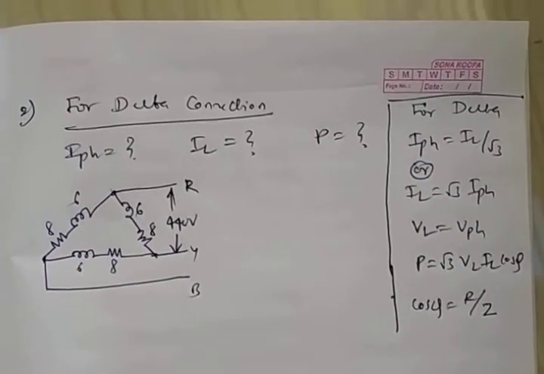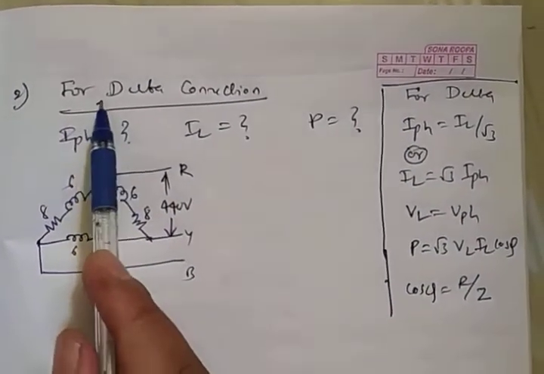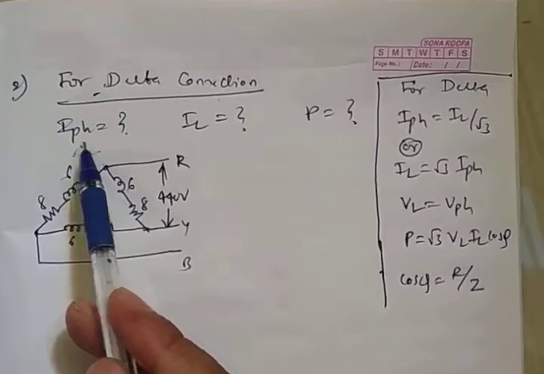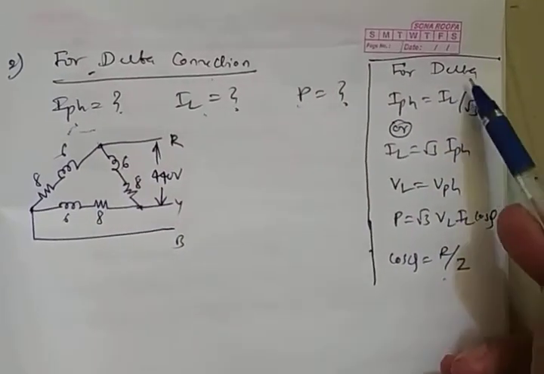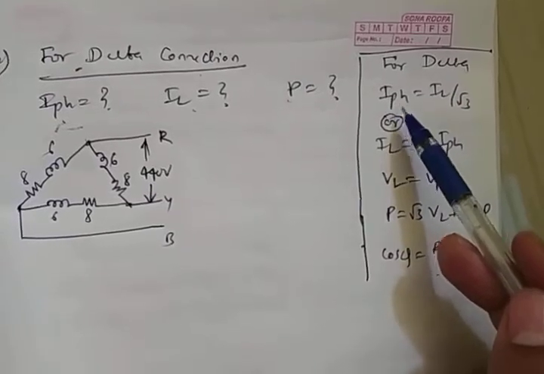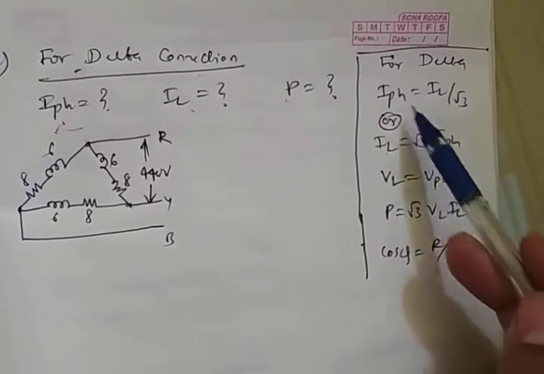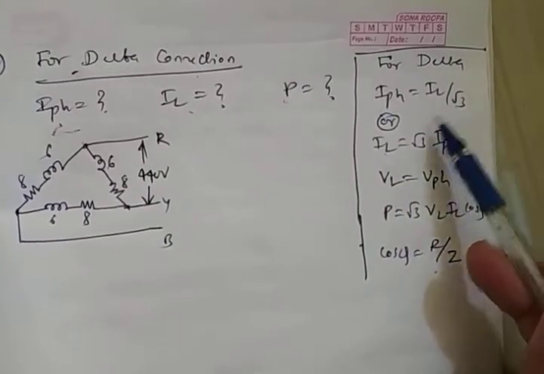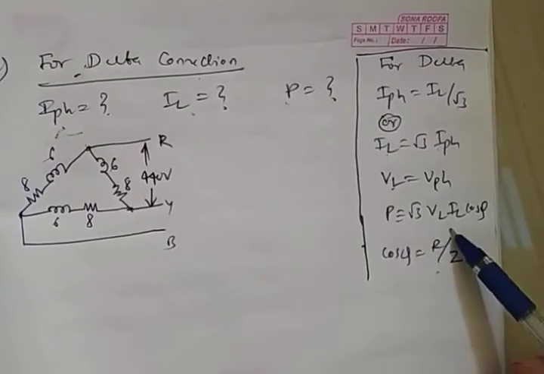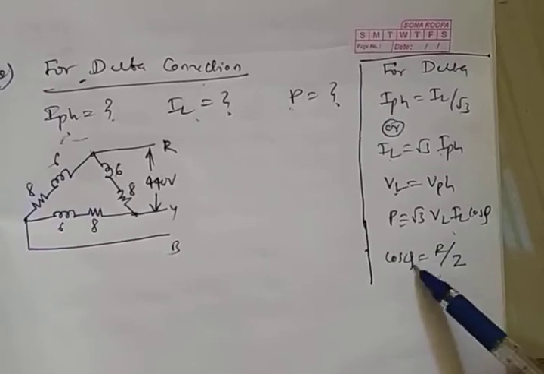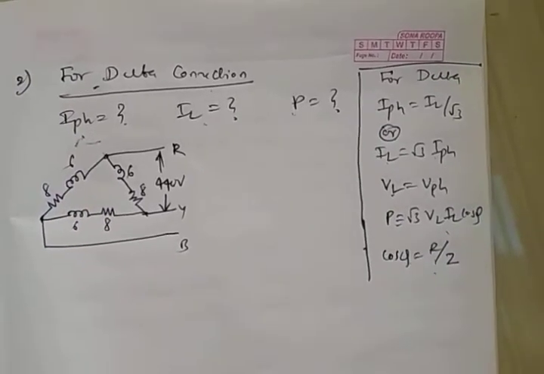Dear students, let us take the second case. Same problem. For delta connection, we need to calculate the IPH, IL and power, and these are the important formulas for delta connection. Here IL is equal to root 3 IPH, or IPH is equal to IL by root 3, one formula. Second one is VL is equal to VPH. Third one is the same power, root 3 VL IL cos phi. Power factor value is R by Z.